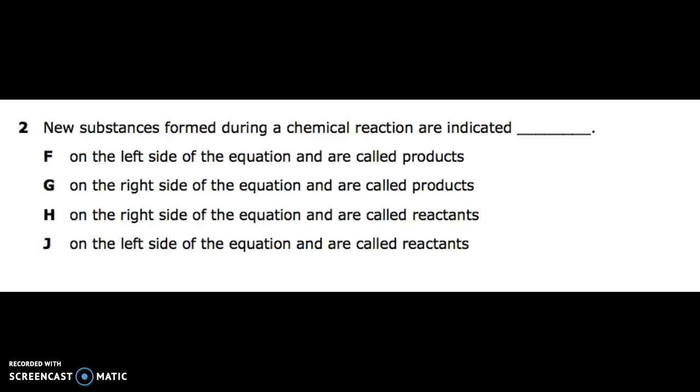and are called products, G, on the right side of the equation and are called products, H, on the right side of the equation and are called reactants, J, on the left side of the equation and are called reactants.